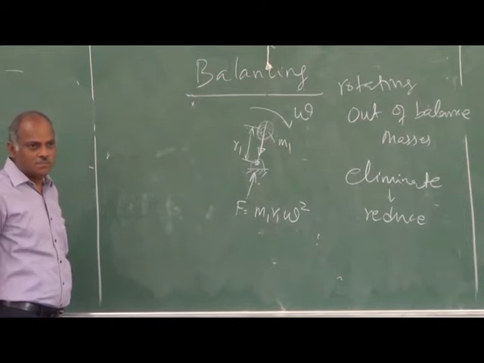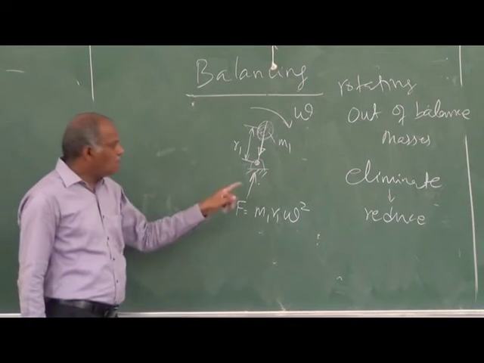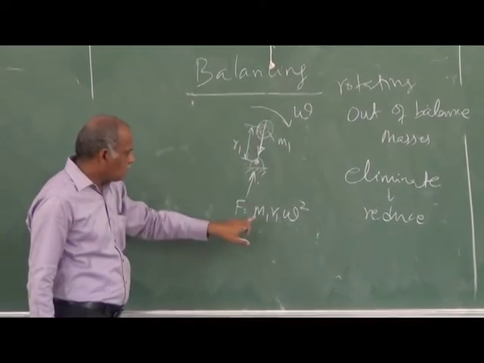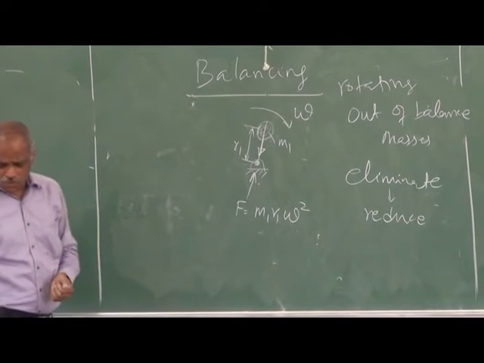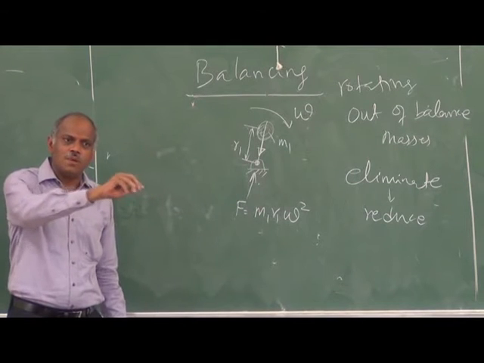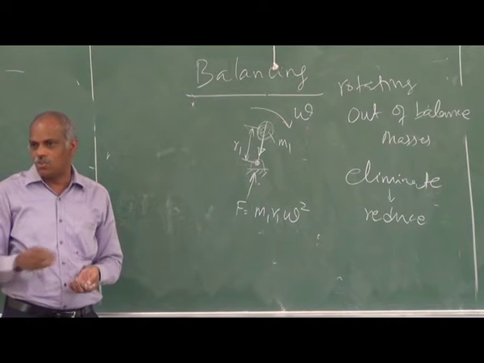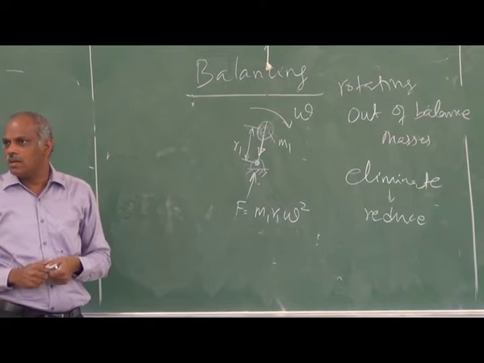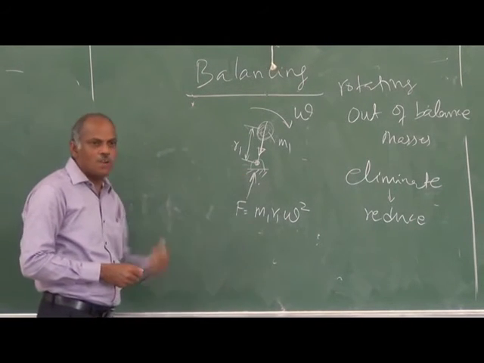So how can you do that? The answer to that is, you know that what you are trying to do is cancel a force M1 R1 omega square. Going to engineering mechanics, a force can be balanced by another force. That force is called an equivalent force. If you are introducing a force which will balance the resultant force, that is called an equivalent force. So you have to introduce an equivalent force.